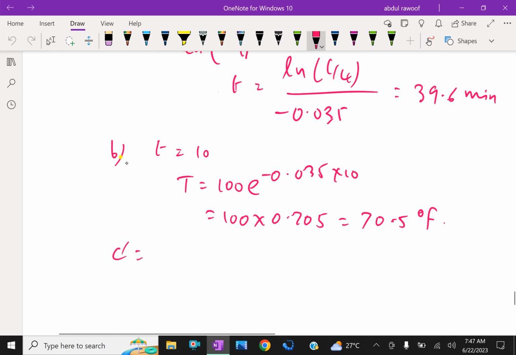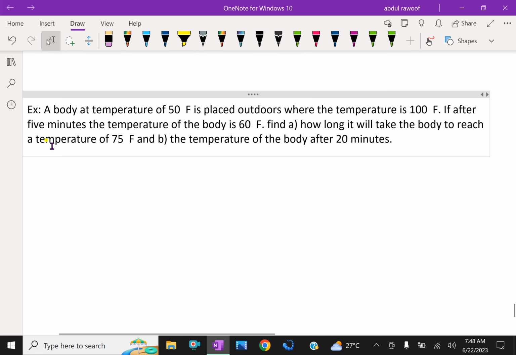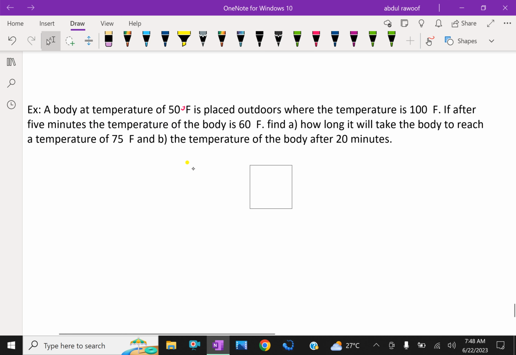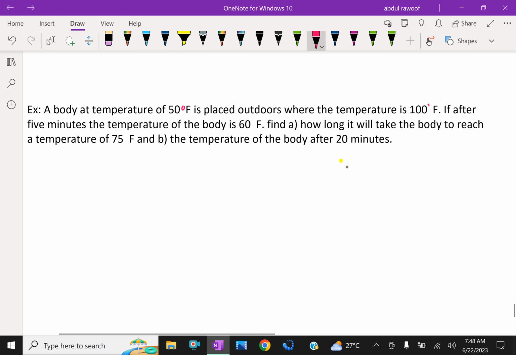We'll do one more question. A body at temperature 50 degree Fahrenheit is placed outdoor where the temperature is 100 degree Fahrenheit. That means from lower temperature we are keeping it in higher temperature. If after 5 minutes the temperature of the body becomes 60 degree Fahrenheit, find how long it will take the body to reach a temperature of 75 degree Fahrenheit. Question number B, the temperature of the body after 20 minutes.